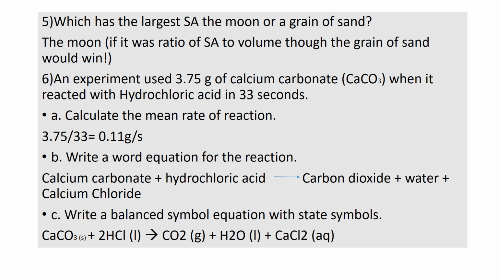Mean rate of reaction, okay, it is the amount of reactant divided by time, which is 3.75 divided by 33, or 0.11 grams per second is the mean rate of reaction. Word equation, calcium carbonate plus hydrochloric acid. We know it forms calcium dioxide. 2 other things it forms is water and a salt. So got water there, H2O, and then the salt is what's left, which is calcium chloride.